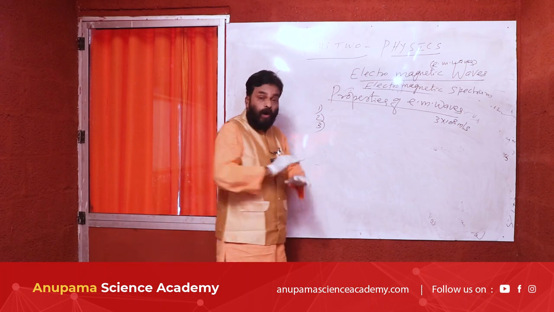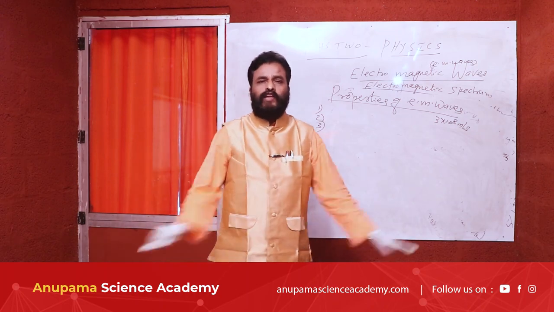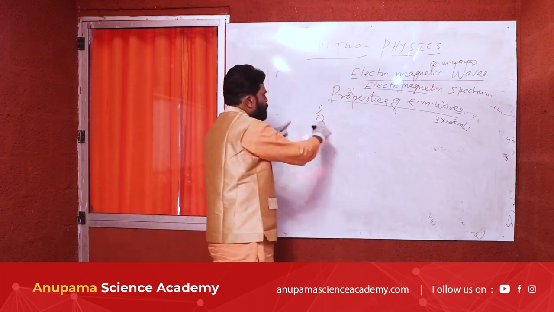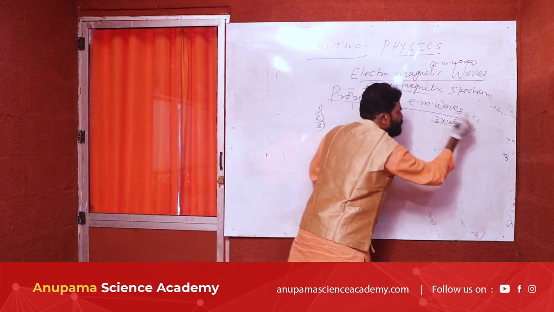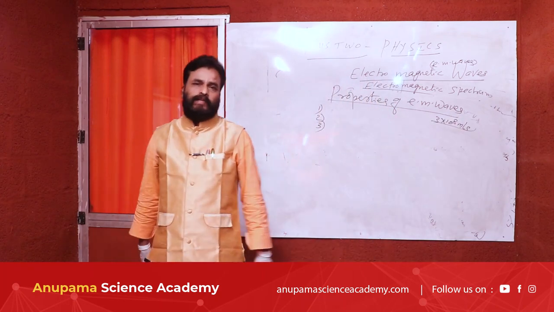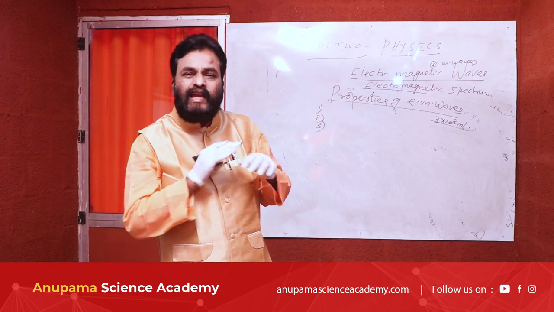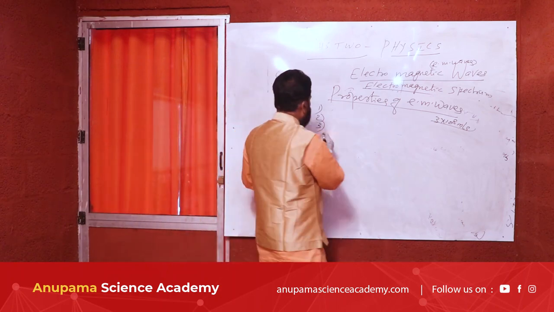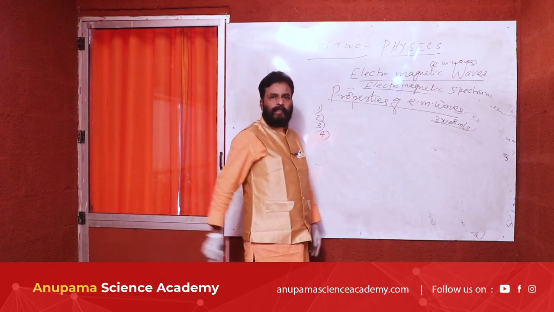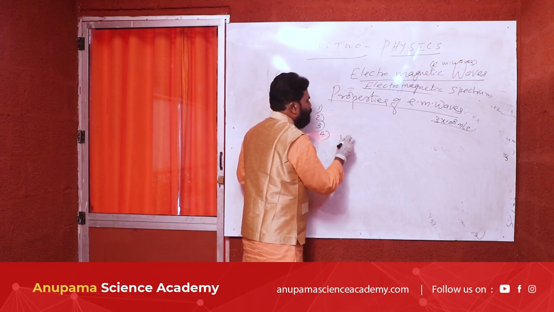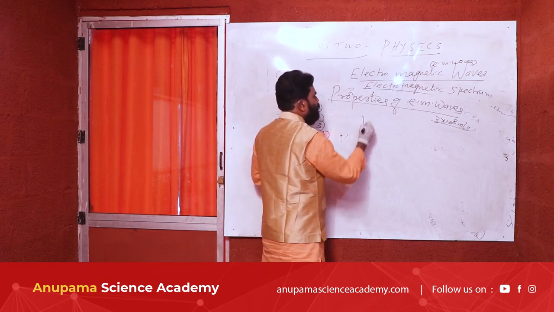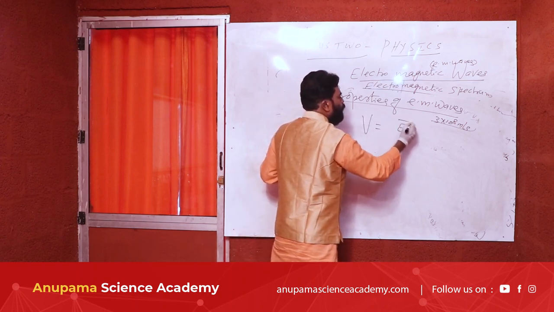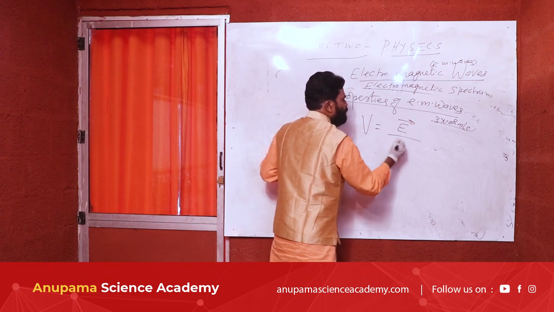Three, all the 7 members of EMWs have the same velocity, that is 3 × 10⁸ meter per second. And fourth is, the velocity of an EM wave is given by the expression V = E/B, vector E by vector B.